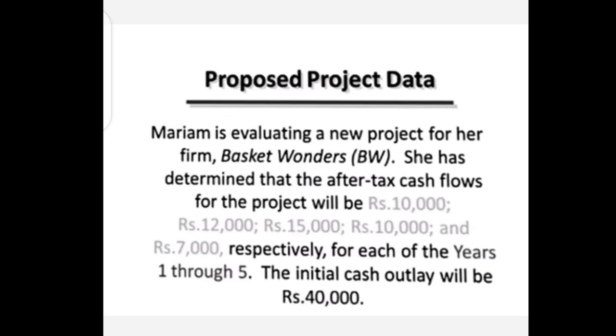So here is an example that we will continue in today's lecture, of proposed project data, that is of Mariam's. She is evaluating a new project for her firm Basket Wonders. She has determined that the after-tax cash flows for the project will be 10,000, 12,000, 15,000, 10,000 and 7,000 respectively, for each of the years 1 to 5. The initial cash outlay will be 40,000. The initial cash outlay means the initial investment will be 40,000.